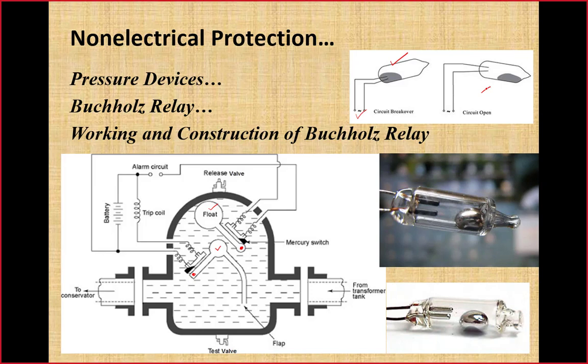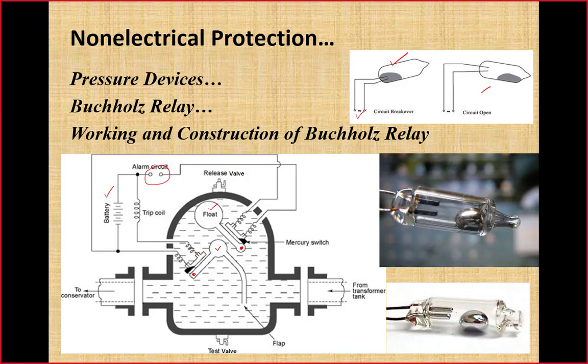Now let's see what is the external circuit. Here we have the battery, the same DC batteries which are used to operate the circuit breaker in the system. So these are the batteries. Here with this float, this switch will be used to close the contact through this battery for this alarm, just to inform the operator that something wrong has happened.